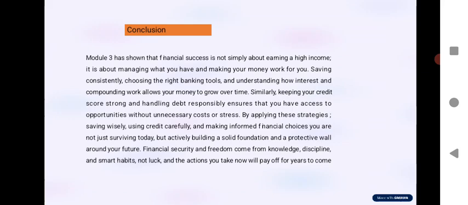Financial security is not just about luck, but it is a deliberate response to your behavior towards money and towards finances. And the actions you take now will pay off for years to come.